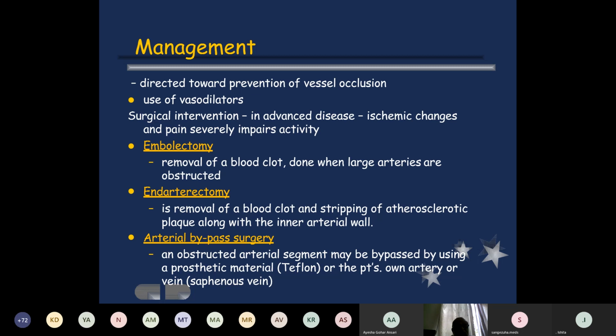Depending upon the etiology of PVD, embolectomy, removal of blood clot, is done when large arteries are obstructed. Endarterectomy is removal of blood clot and stripping of atherosclerotic plaque along with the intima of the arterial wall. Alternatives are arterial bypass surgeries.